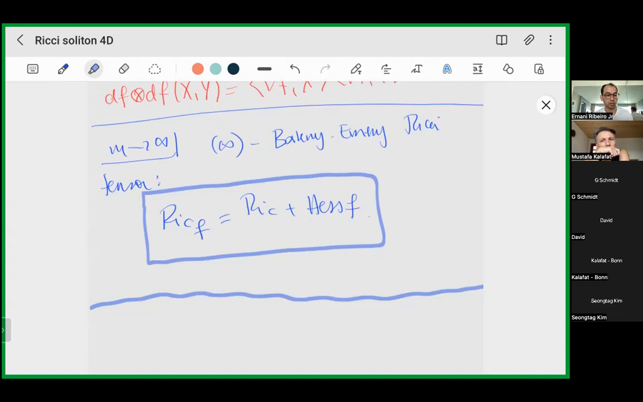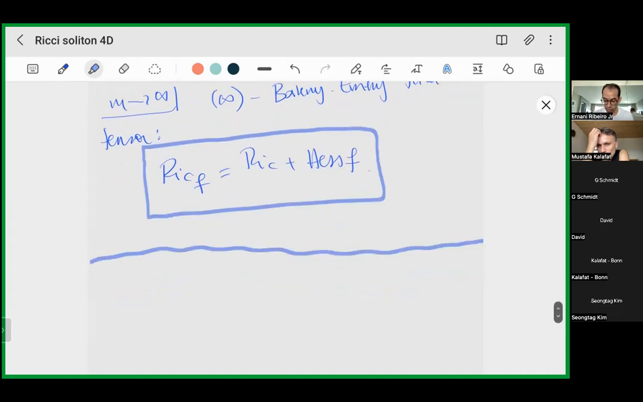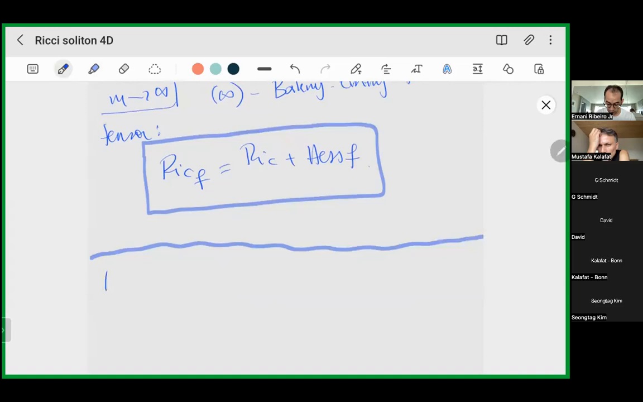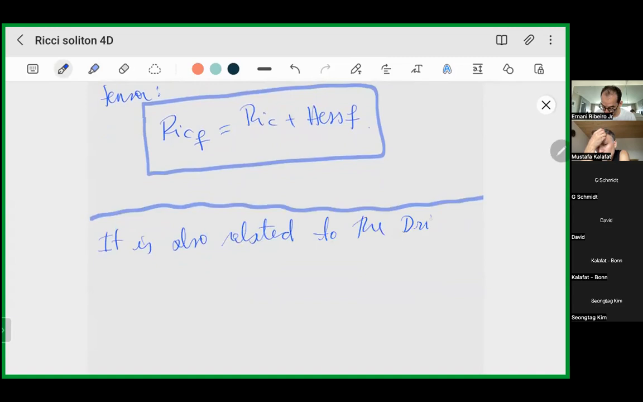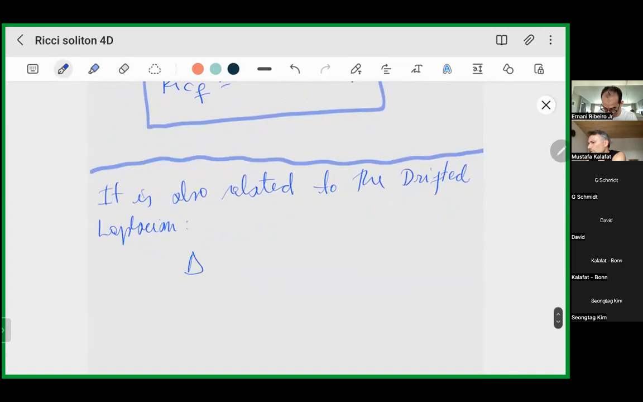I will give some examples in a few minutes, but before I do that, let me also say that this tensor is also related to a very interesting operator, which is called the drifted Laplacian, which is given by the Laplacian f, which is essentially Laplacian minus nabla f, nabla.